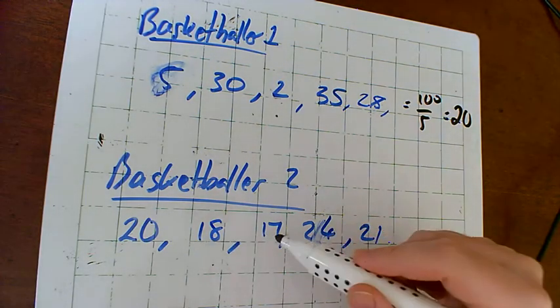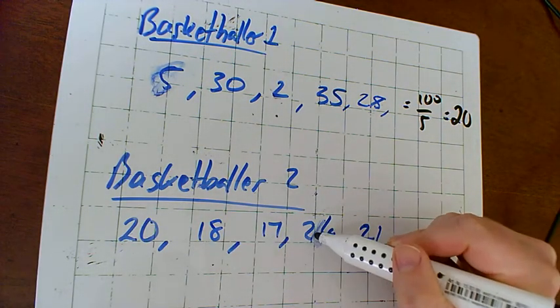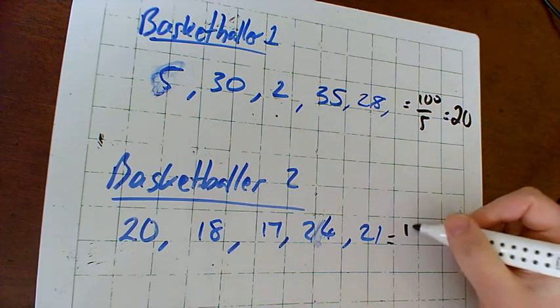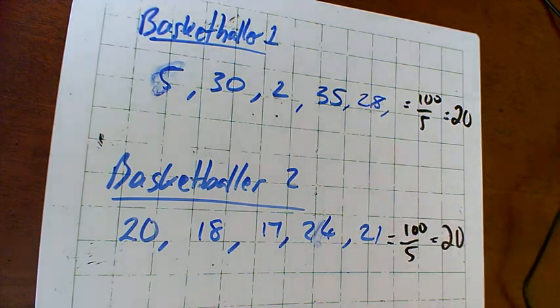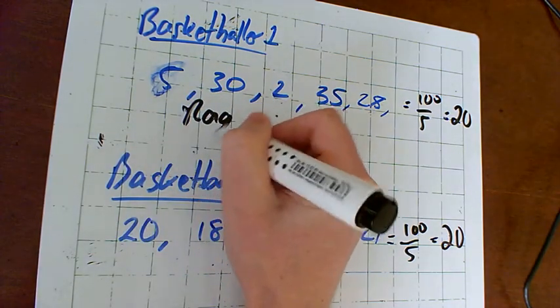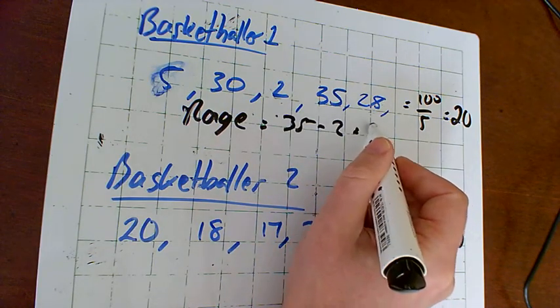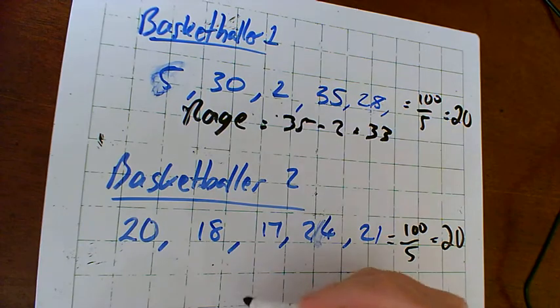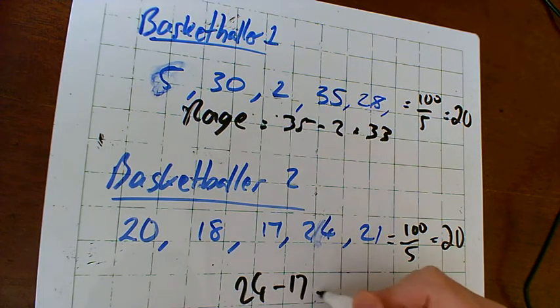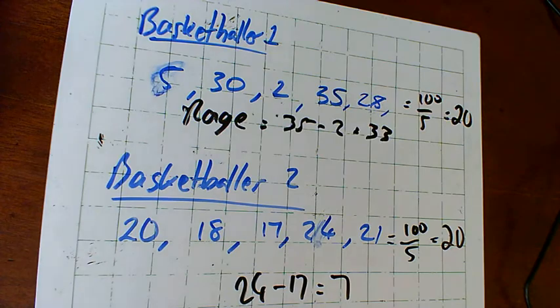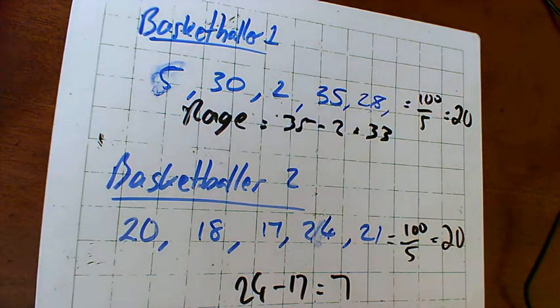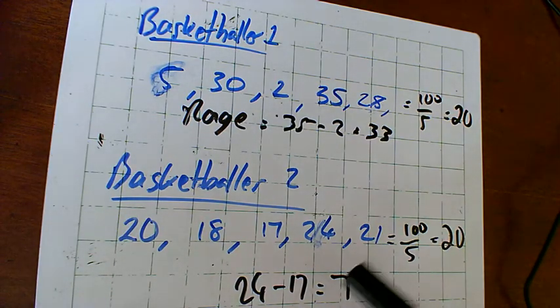This guy, 20 and 18 is 38, 55, 79. This is a total of 100, so he has a mean of 20. They both have exactly the same average, exactly the same mean. However, if we look at the range, this guy's is 35 minus 2, which is 33. The range of this guy is 24 minus 17, which is 7. So you can see this guy's data is spread out, whereas this guy's data is more packed closely together. The range is small, the range is large.